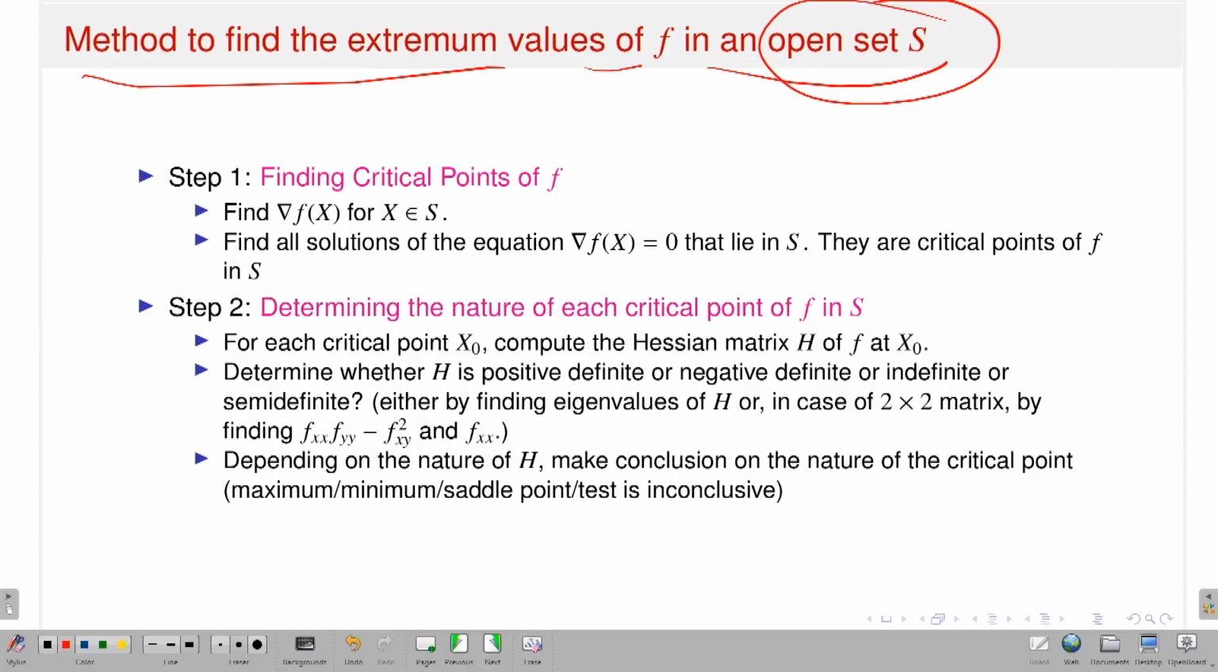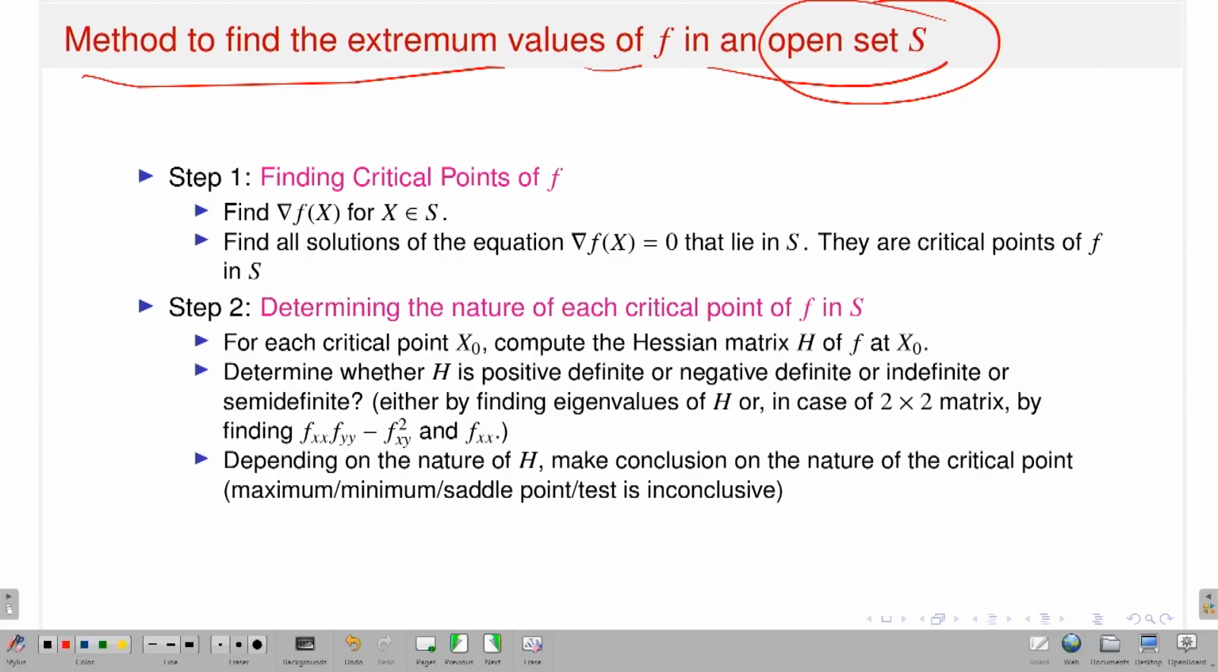So, I am giving the method to find an extremum value, could be maximum, could be minimum, in an open set. That means I am talking about a point in a set S. Now, S is an open set, that means each point should be an interior point, so I am talking about the existence of extremum values of f in an interior point.